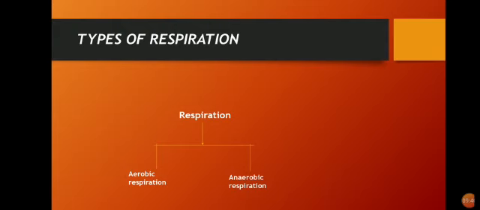So aerobic respiration is what? Aerobic respiration is a type of respiration which utilizes oxygen for the breakdown of food. So we can say aerobic respiration takes place in presence of air. And what is anaerobic respiration? Anaerobic respiration is a type of respiration which takes place in the absence of air. Today we will discuss in detail about aerobic respiration. Next day we will be discussing anaerobic respiration.